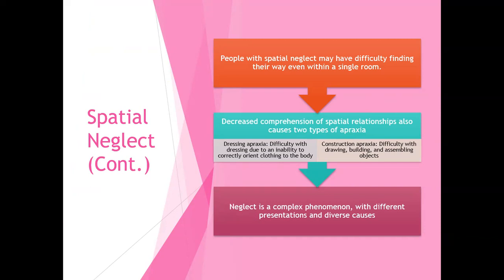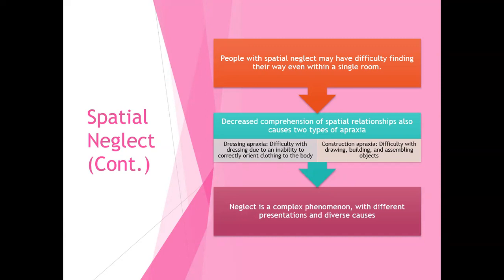I mean, super small, like half the size of my current living room. I don't have a huge house, but it was really a very small gym. And she could get stuck in the corner of the gym super easily and not be able to find her way out without help. So that decreased comprehension of spatial relationships also causes two types of apraxia.